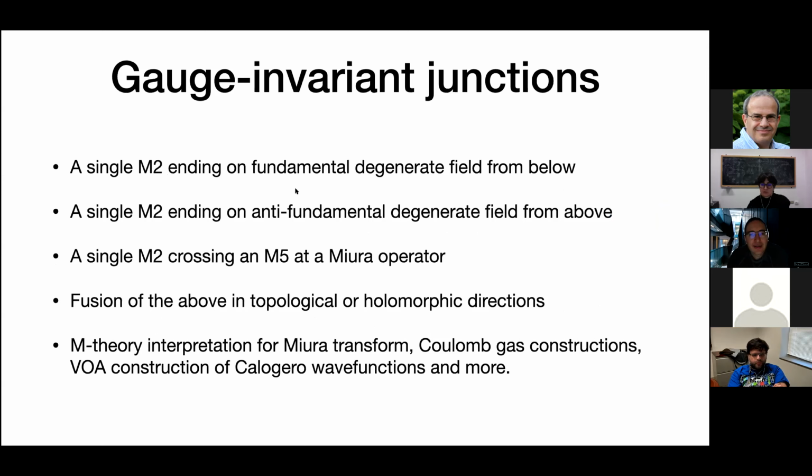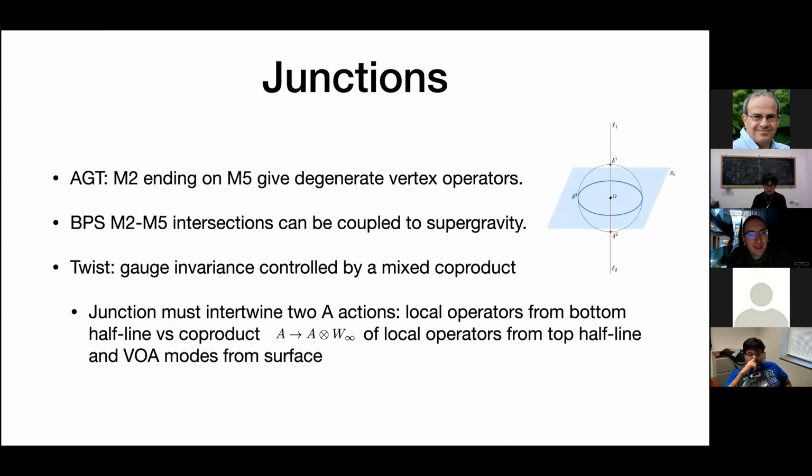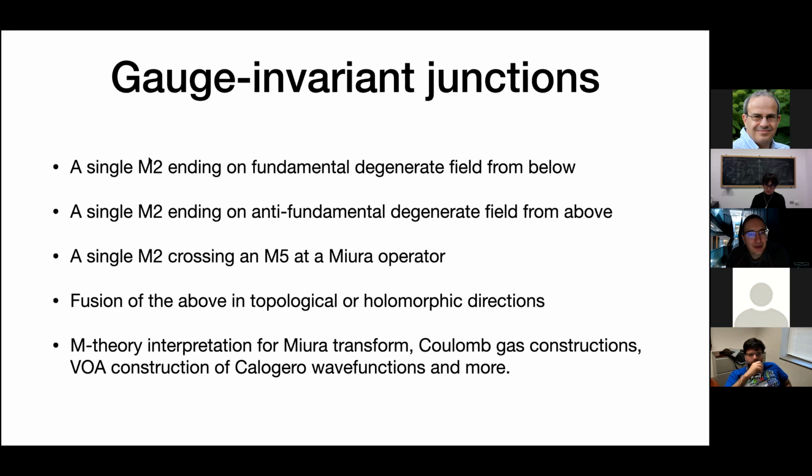From various constructions, including AGT, we expected that M2-branes can end on M5-branes on very specific vertex operators called degenerate vertex operators. They are the ones that, for Virasoro, satisfy the BPZ differential equation. Also, we had reason to suspect that an M2-brane crossing an M5-brane would do so at something called a mu operator, which I'm not going to describe now, but it's another very basic element in the theory of W vertex algebras. And what we managed to show was that indeed all of these three do satisfy these gauge invariance constraints. So these expectations from AGT or conjectures are all consistent with the twisted M-theory setup.